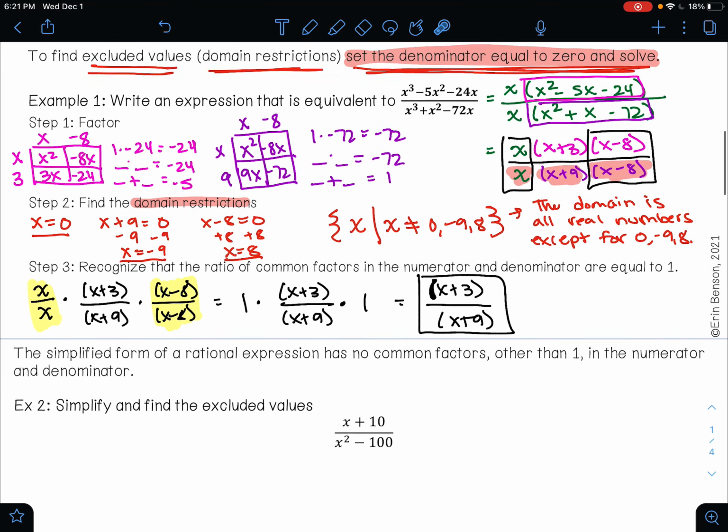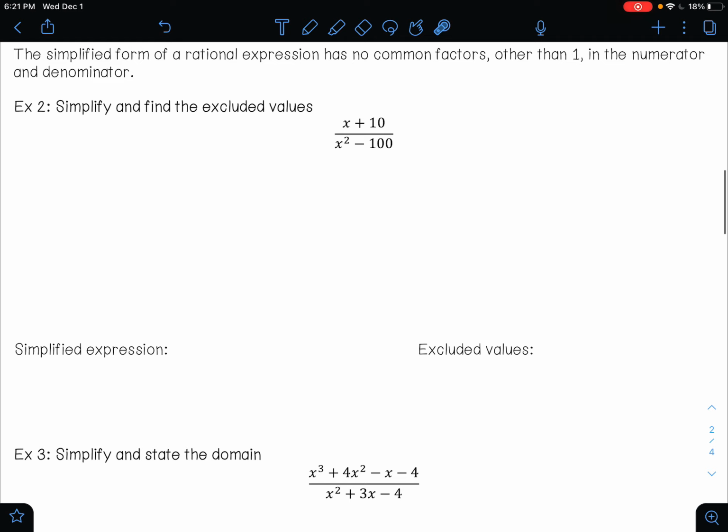So let's try that again on example 2. It says the simplified form of a rational expression has no common factors other than 1 in the numerator and the denominator. So on example 2, it says simplify and find the excluded values. Again, your excluded values are your domain restrictions. You're going to set the denominator equal to 0 and solve. Just like how we did on step 2 in example 1. So that's for this part right here.